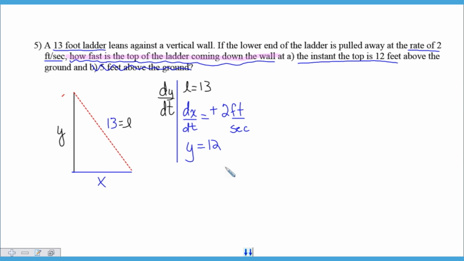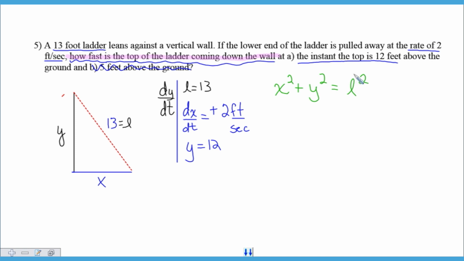So what we want to do is write an equation that relates X and Y and 13 together, because we know something about all of them or their rates. So this is a right triangle, and the sides of a right triangle relate to each other by using the Pythagorean theorem. So I'm going to use the equation that X squared plus Y squared is equal to L squared, because that is the Pythagorean theorem.